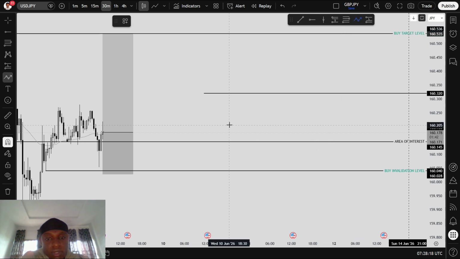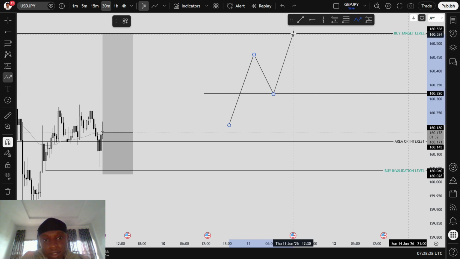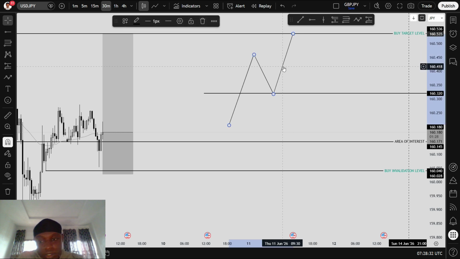I'll wait for price to break across this resistance level, come back to retest it as support. Then I'll look for a continuation entry from this point, targeting the next level. Understand? Same as trying to catch a bearish movement.